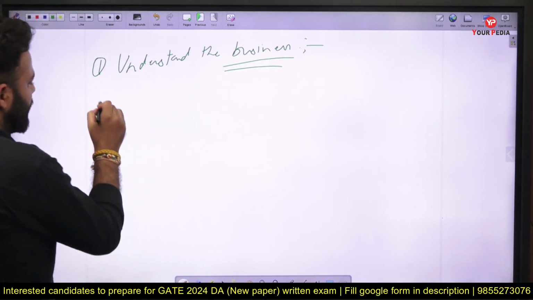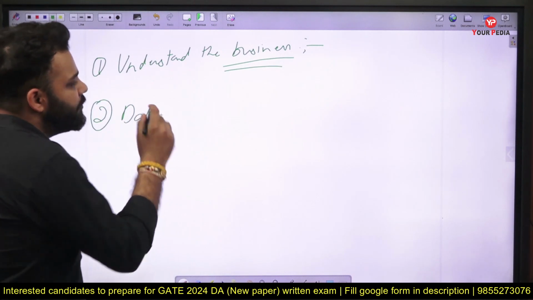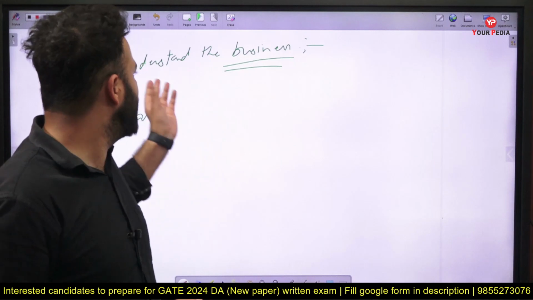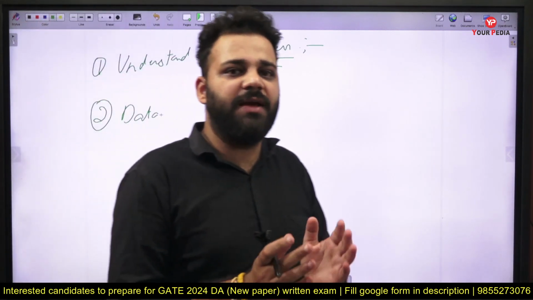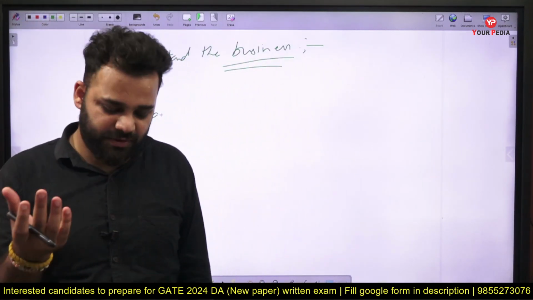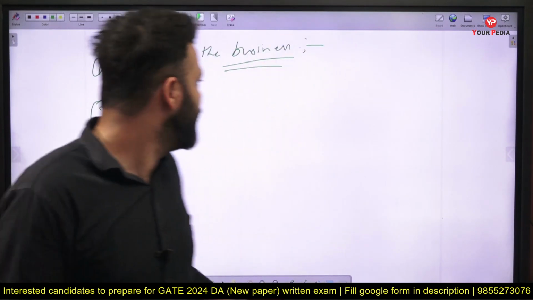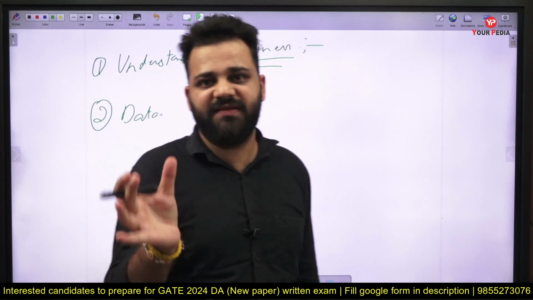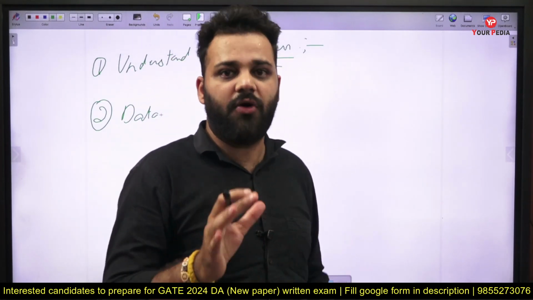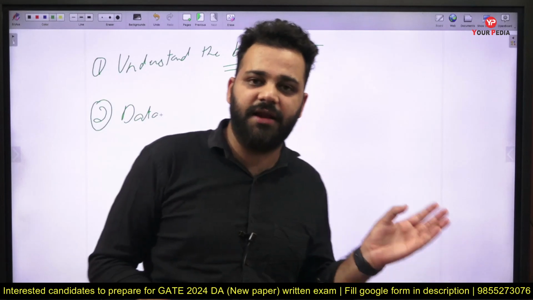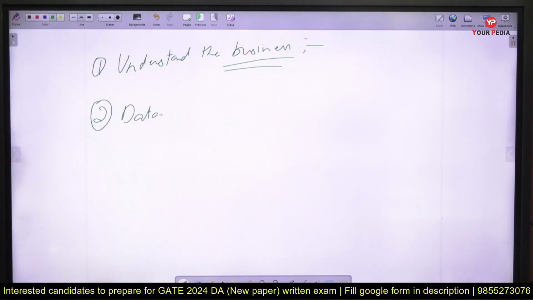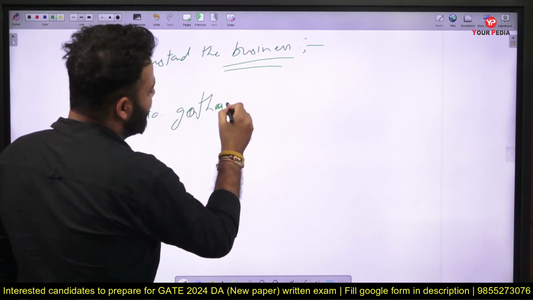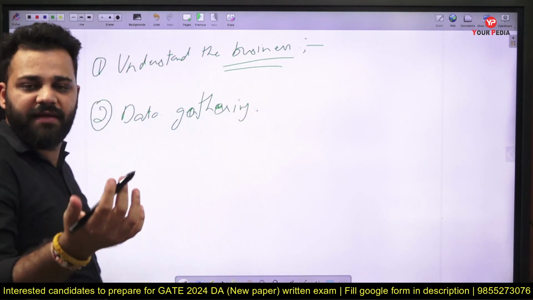Next is data gathering. Now you have analyzed what type of data you will be required to gather. After you have seen what type of data you need to gather, you need to see what labels you will be assigning to that data in order to segregate that data in a much better way. So the second step, after understanding the business, will be data gathering. You will be gathering the data.